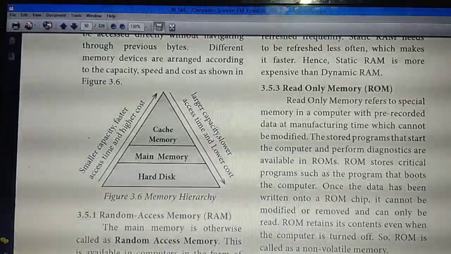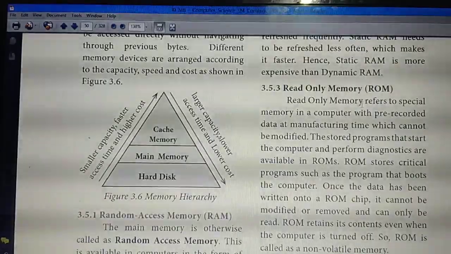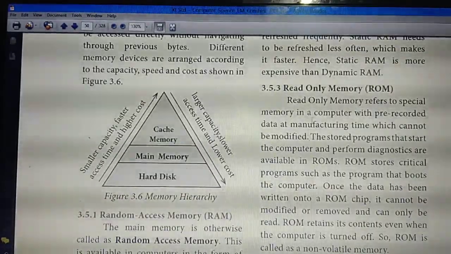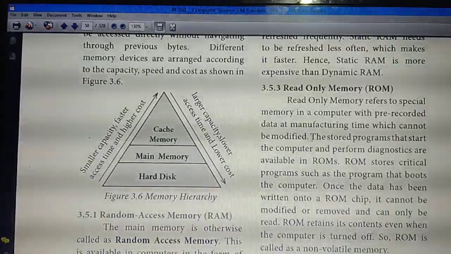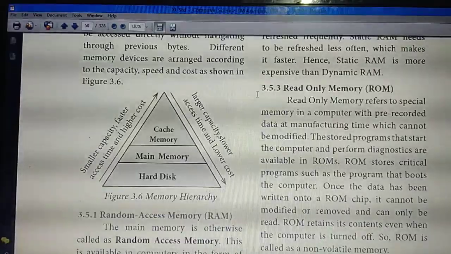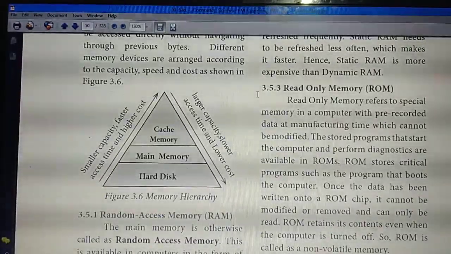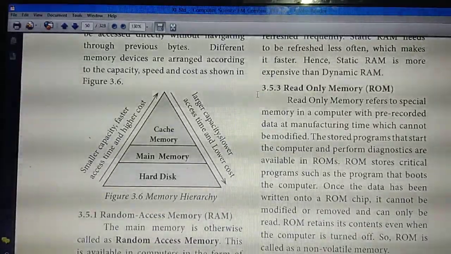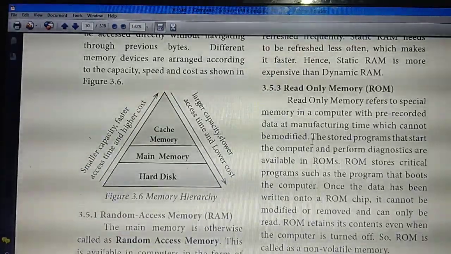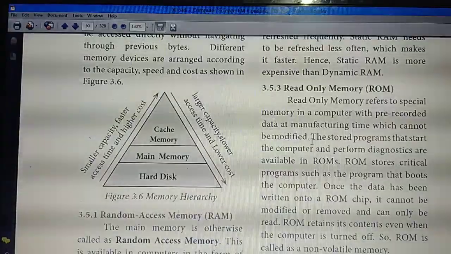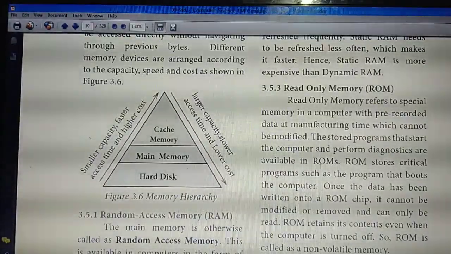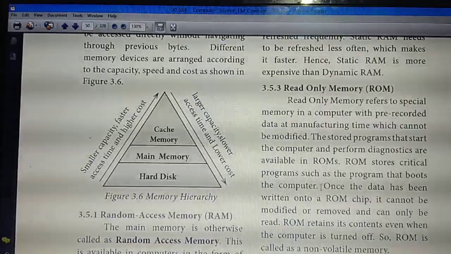So for this ROM, mark from here first. Read only memory refers to a special memory in a computer which cannot be modified, up to this point. First point, read only memory. This detailed fourth question starts from here, read only memory, up to modified. First point, have you all marked? Then the second point, have you seen?